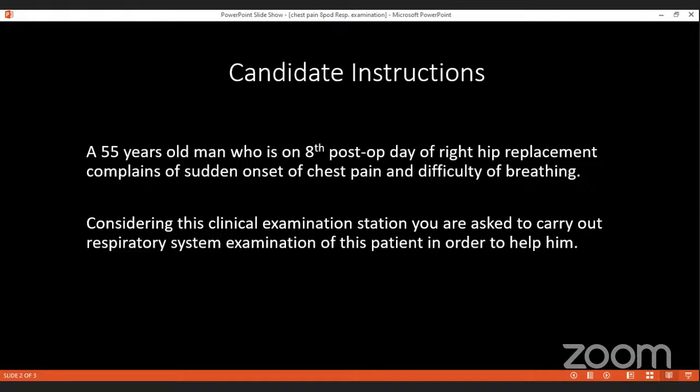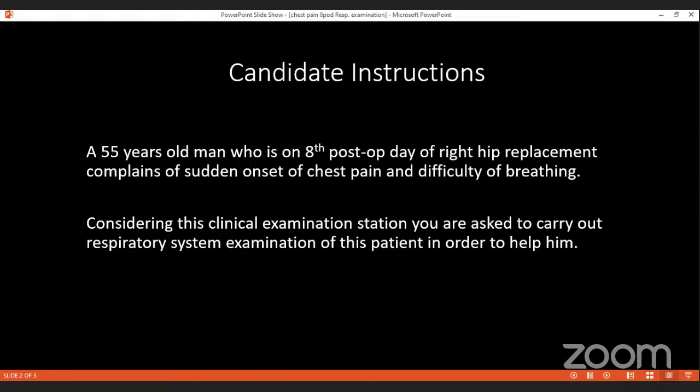I've examined a 55-year-old man who is 8 days post-operative and suddenly developed chest pain and difficulty in breathing. On examination, using the care for critically ill surgical patients approach, the airway is patent. The respiratory rate is high, but the patient is breathing well. The circulatory system is normal. The patient is not in shock.